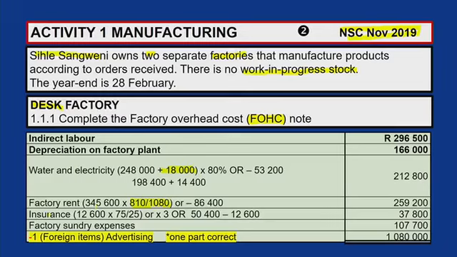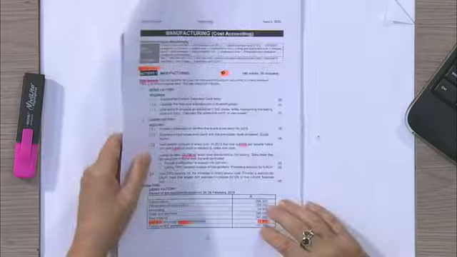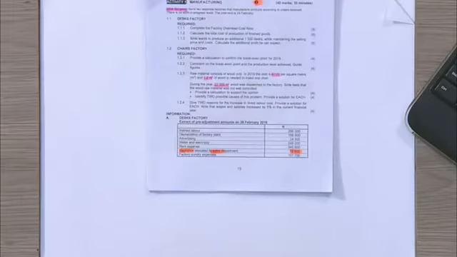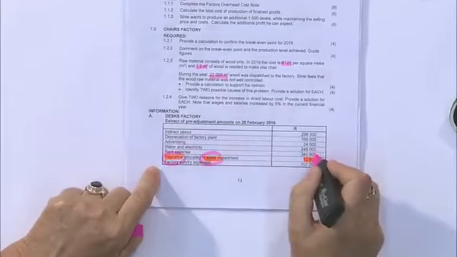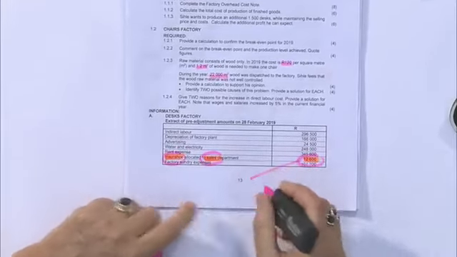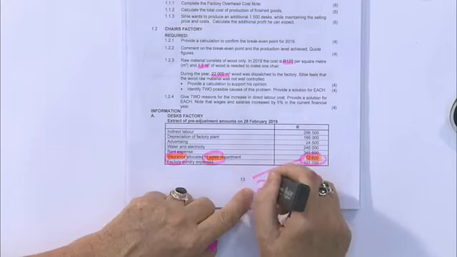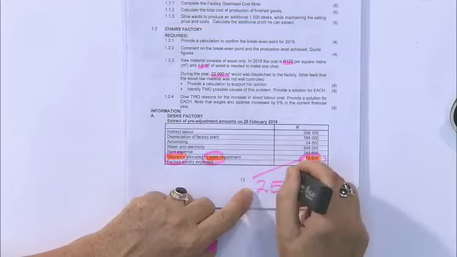The insurance, watch out for this one. They don't give you the total. This is not the total. The question says that this is the sales department. It even says so on the paper. Can I just show you on my paper? It says here, I've already highlighted, insurance for the sales department. And then later on they say the sales department is 25%.